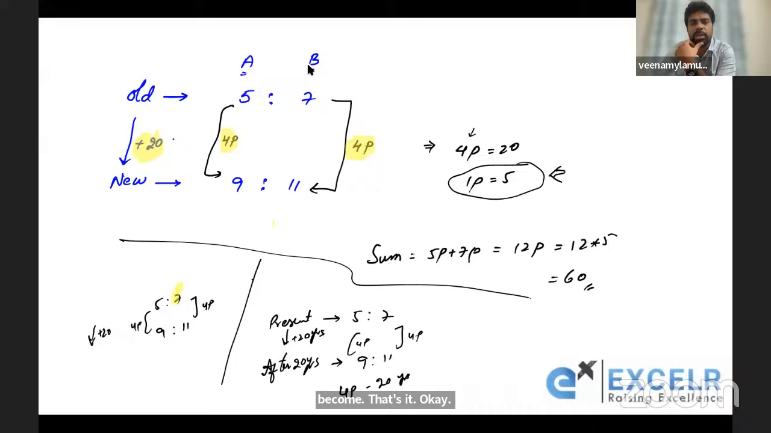Odd numbers, why we will take? Whatever he gives in the question, that we will take, Sai Shiva. Whatever he gives in the question, that only we have to take. We should not think beyond that. Okay.